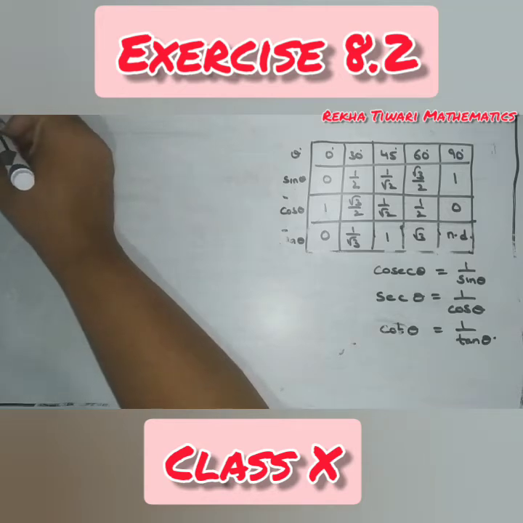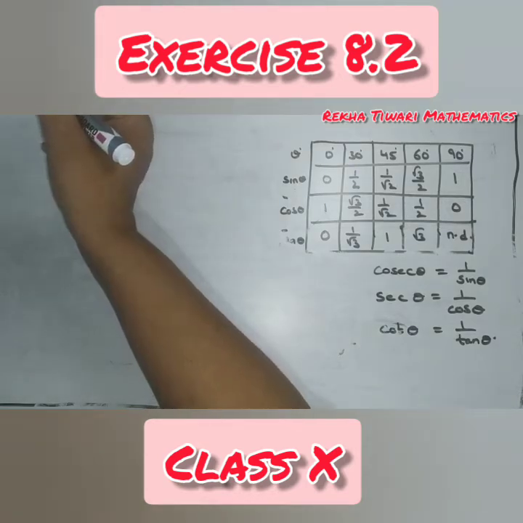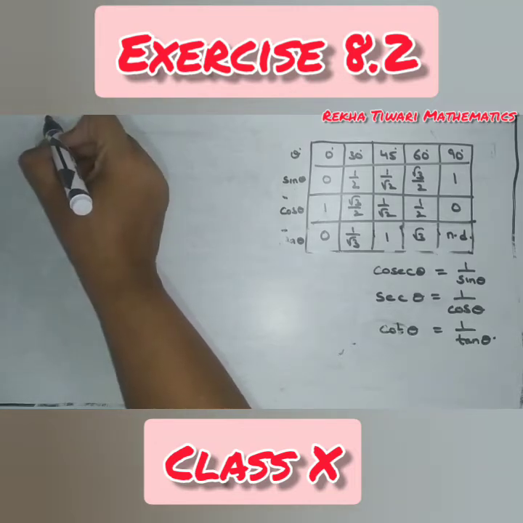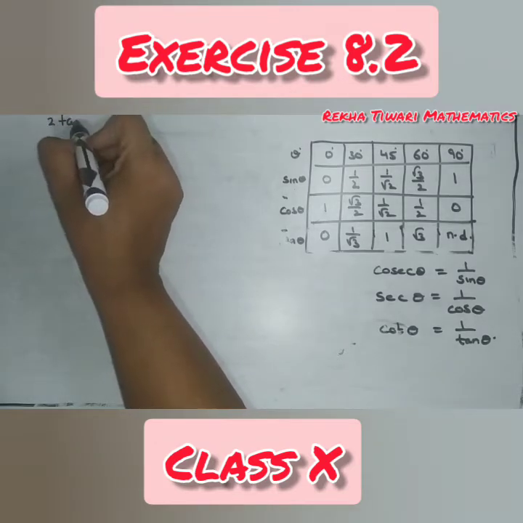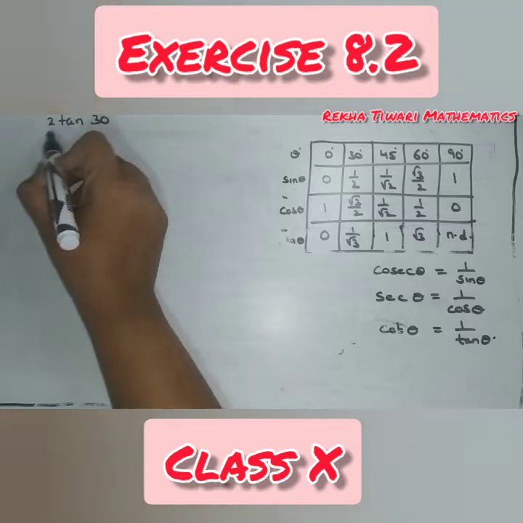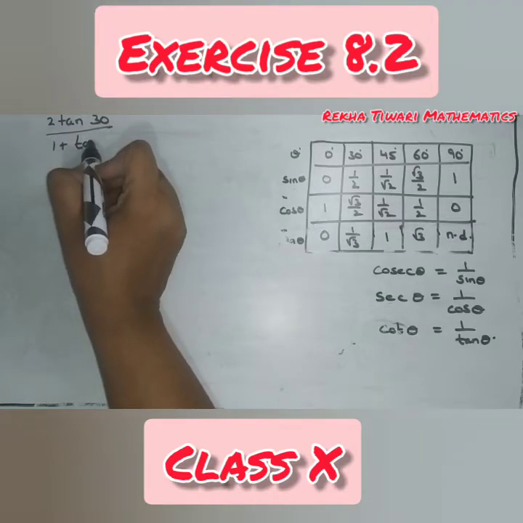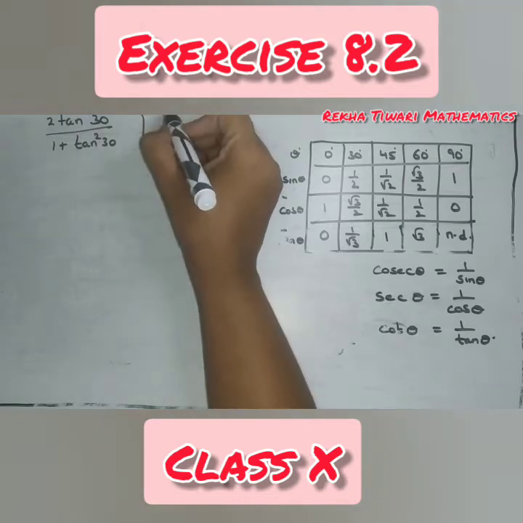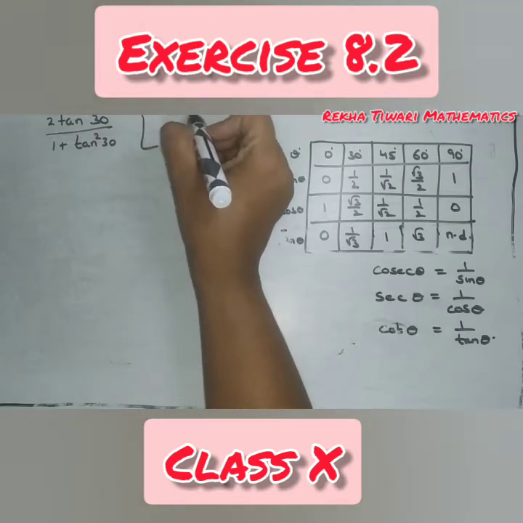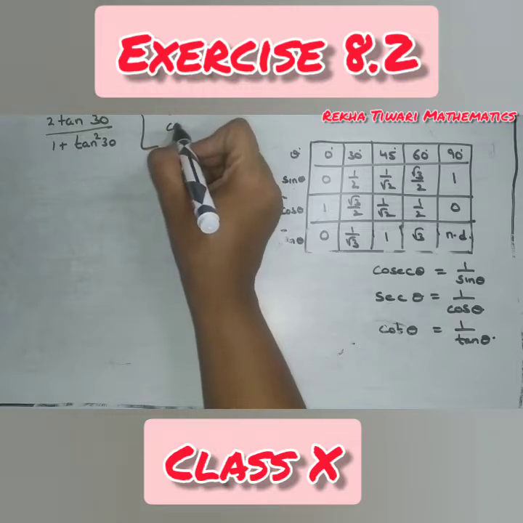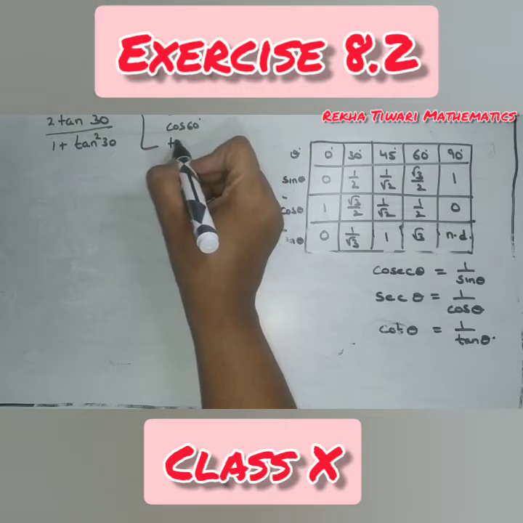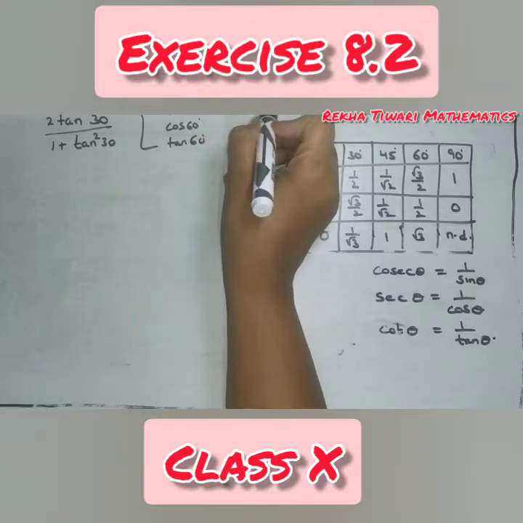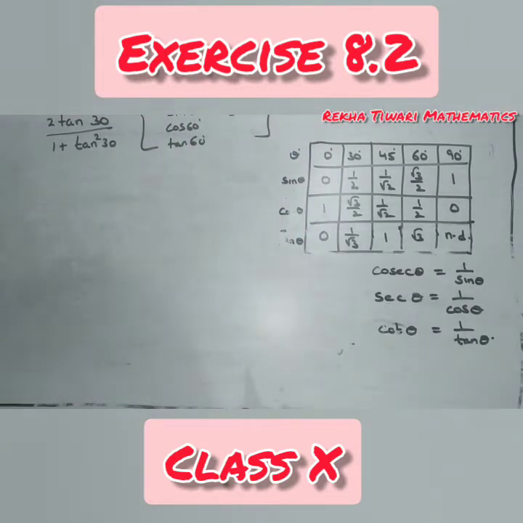Question number 2 is, choose the correct option and justify your answer. Again the same question. Some options are given. You have to choose from the options. First is 2 tan 30 degree upon 1 plus tan square 30 degree. And the options given are sin 60, cos 60, tan 60, sin 30. Now I have to choose which one is correct out of these options.